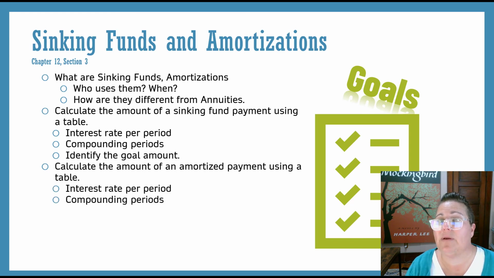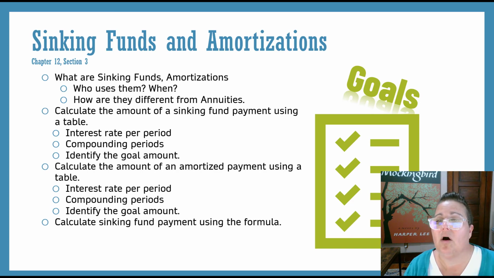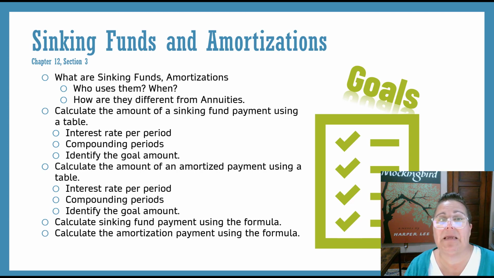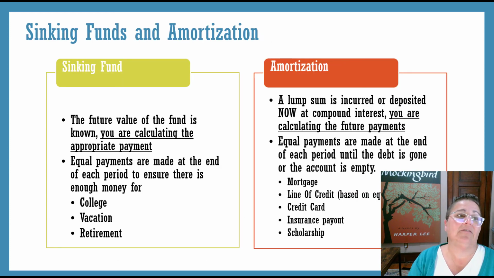That means, again, interest rate per period, compounding periods, and the debt that is being rectified or the account that's being drained. We also want you to be able to calculate the sinking fund payment using the formula and the amortization payments using the formula. As we have with the last two sections, we want you to be able to separate the amount that was actually invested and the interest earned from the total amount that is paid in or withdrawn. All right? So, sinking fund and amortizations.